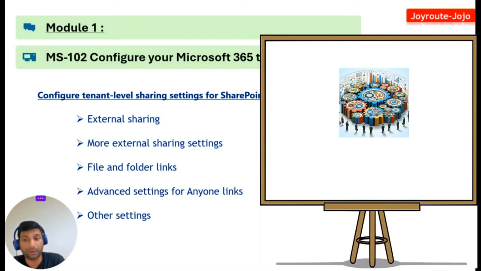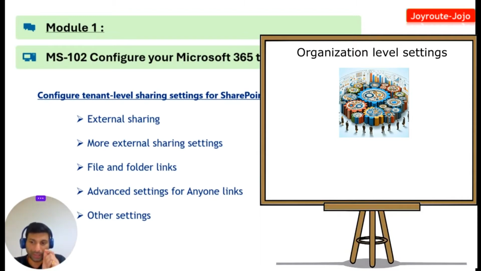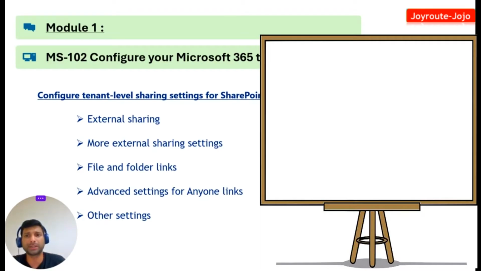This particular training unit focuses on how organizations can change their organization level sharing settings. When it comes to SharePoint, we have sharing settings at organization level and site level. So this unit focuses on organization level sharing settings. To allow external sharing on any site, you must allow it at organization level first. OneDrive sharing settings can be the same as or more restrictive than SharePoint settings.